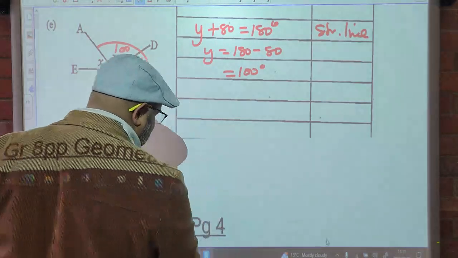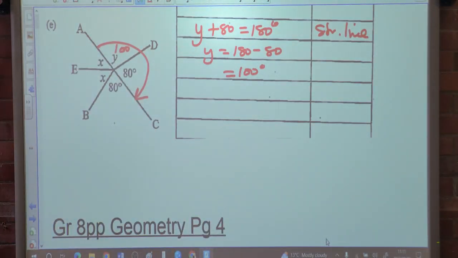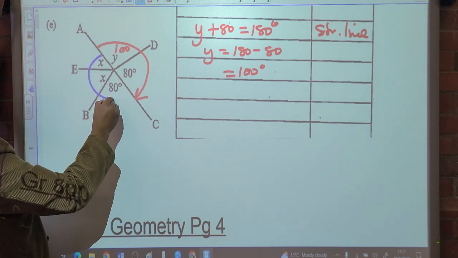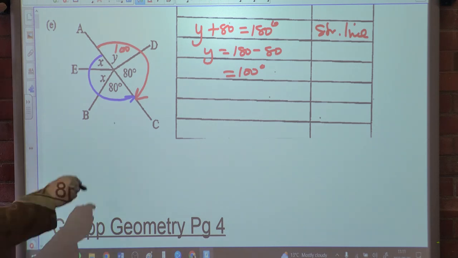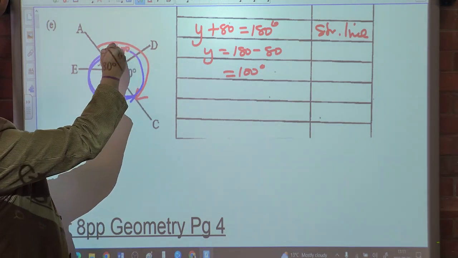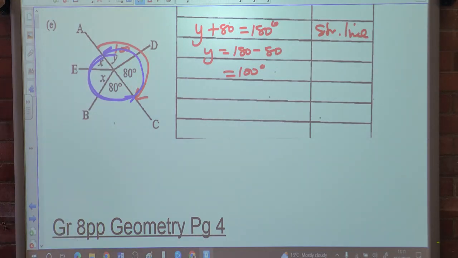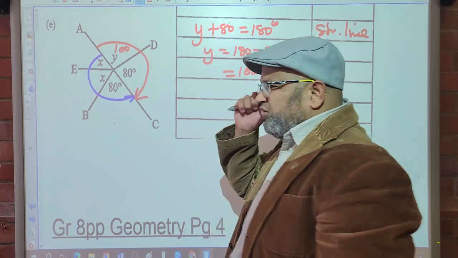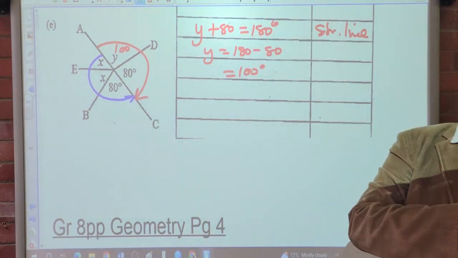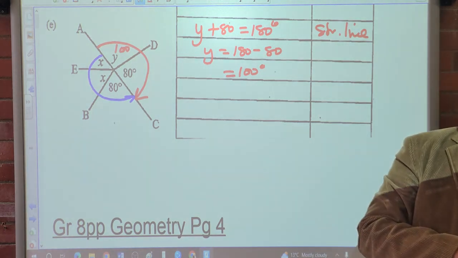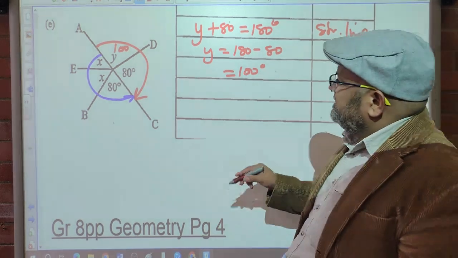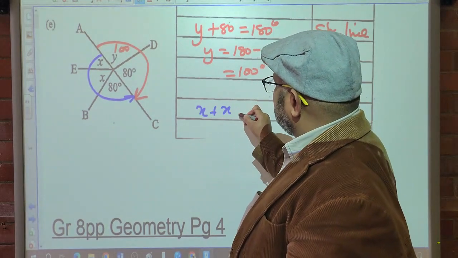Now we're going to calculate x. x plus 80 equals 180. Why? Straight line. Or I could have said x plus 80 plus 80 plus 100 is equal to 360. Why? Revolution. Both would give you the full answer and the full mark as well. But normally we set up the equation as small as possible, because then it eliminates the chance of making a mistake.